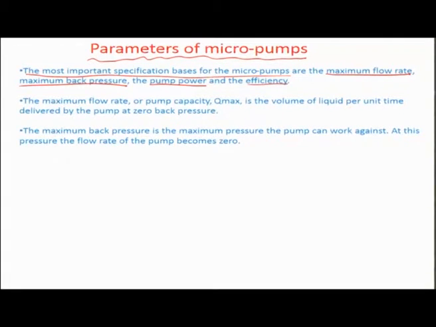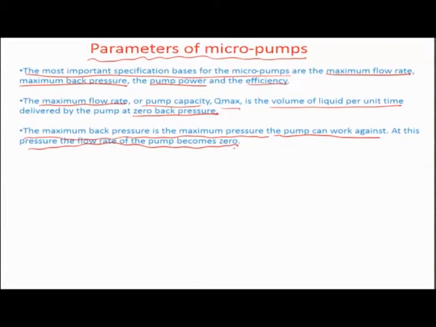And the maximum flow rate or pump capacity, that is Q max, is the volume of liquid which comes out or is discharged by the pump per unit time at 0 back pressure. Okay, so, that is how you are defining. So, the maximum back pressure is the maximum pressure the pump can work against, and at this pressure the flow rate of the pump becomes 0. So, basically the pump is just able to sustain no backward movement at a certain maximum level of pressure, which is then the back pressure.